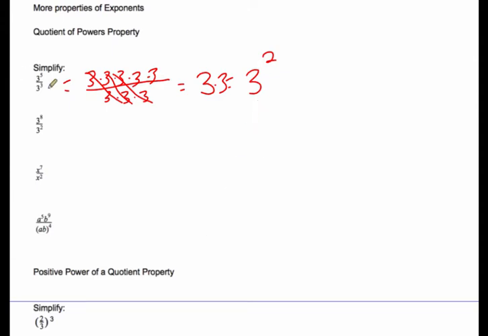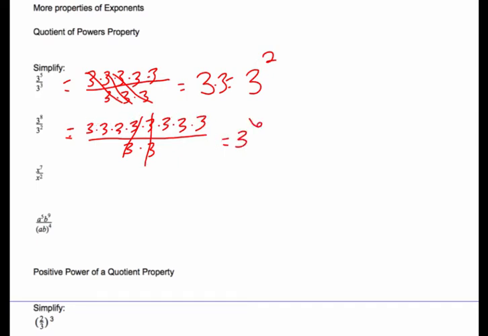All right, let's see what happens here. 3 to the 8th is 3 times 3, 3, 4, 5, 6, 7, 8, all over 3 times 3. So what can I simplify? I can simplify this and I can simplify this. So I have 1, 2, 3, 4, 5, 6. Now I have 3 to the 6th power.